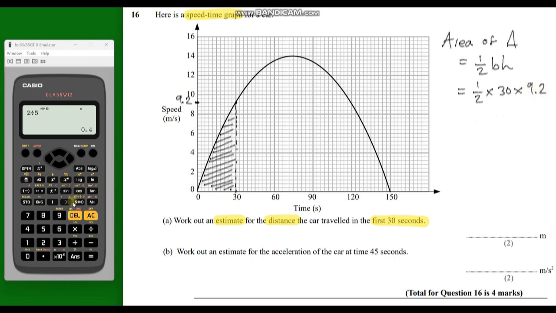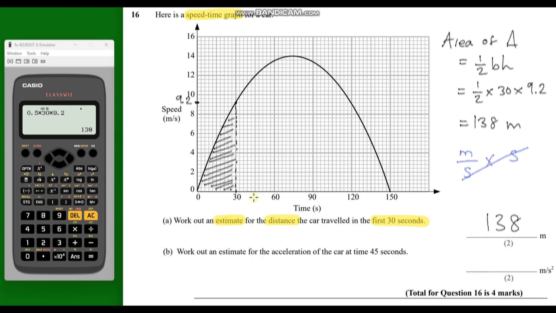And now let's type all of that into the calculator. 0.5 times 30 times 9.2, and we get 138. And that will be in meters. Just to show you why it's a distance, we can think about the units. We're multiplying meters per second by seconds, and you can see that the seconds will just cancel out and all we're left with is meters. So that is our answer, 138.